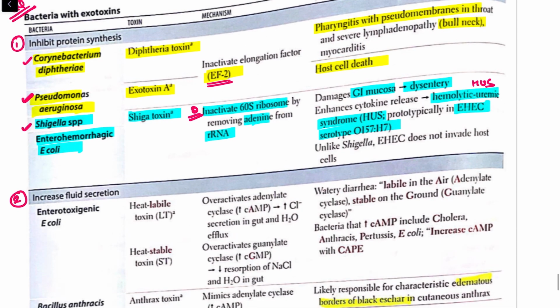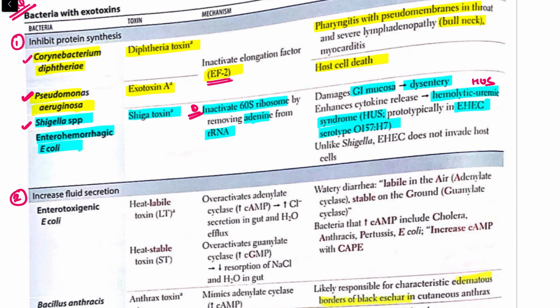So this is seen with ETEC, enterotoxigenic E. coli, that has two toxins, heat labile LT, heat stable ST. Remember, LT increases the cAMP while ST is responsible for increasing cGMP. So with cAMP increasing, what is there? Increased chloride secretion and because of this decreased salt resorption. So these two lead to watery diarrhea.